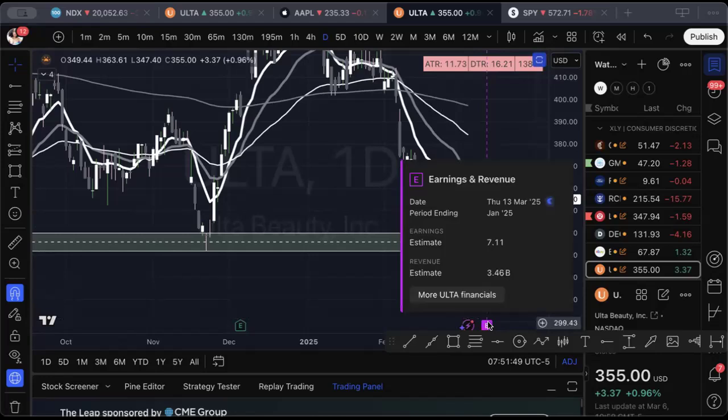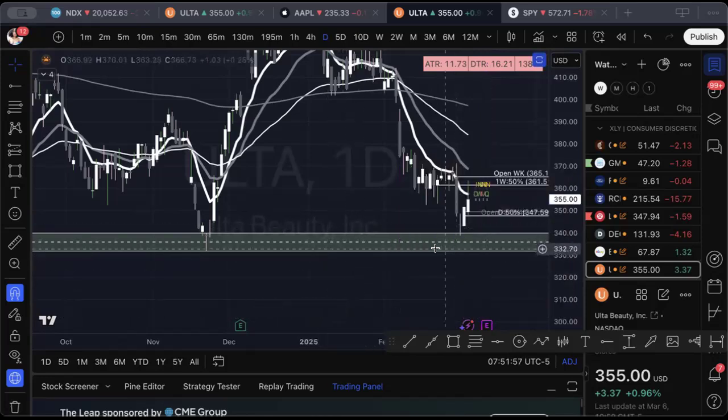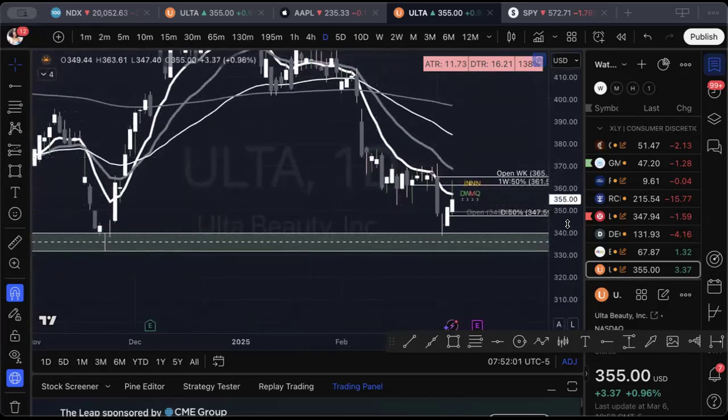And also, if you look here, Ulta has earnings on Thursday of next week. So they could very well be getting ready to start a run, especially since they pulled it to this demand area. Let's go ahead and chart this thing out.